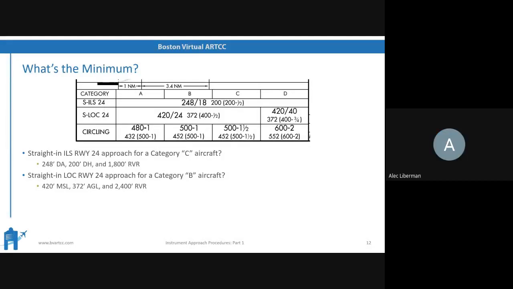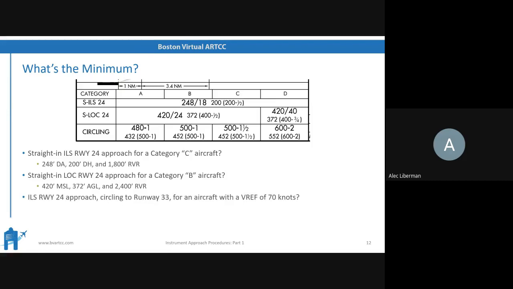420 feet MSL on the altimeter. That is your MDA. That is also 372 feet above the ground as a reference. And your forward visibility is 2,400 feet of RVR. Remember, this is an MDA, so it's higher and less precise.